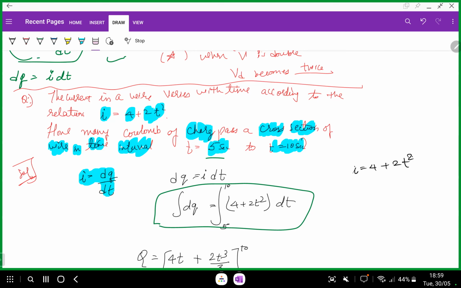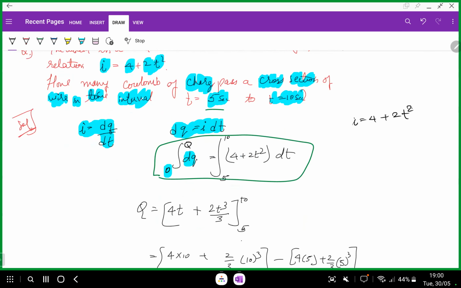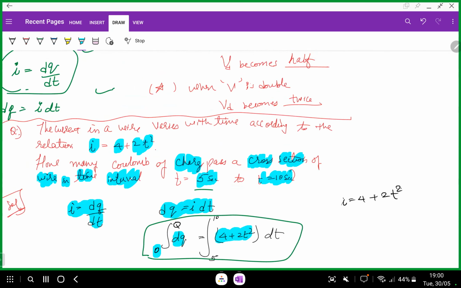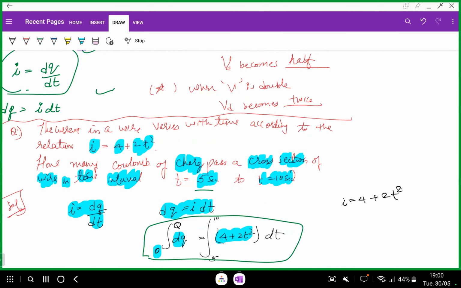As you can see here, I have written I dt. So what we need here is dq, I mean to say, we want q, charge. So this varies from 0 to q, and time varies from 5 to 10. So lower limit 5, upper limit 10. We will integrate 4 plus 2t square. If you remember integration, how do we integrate here?